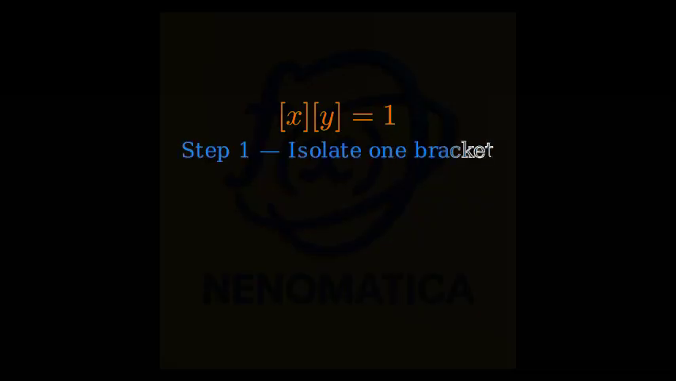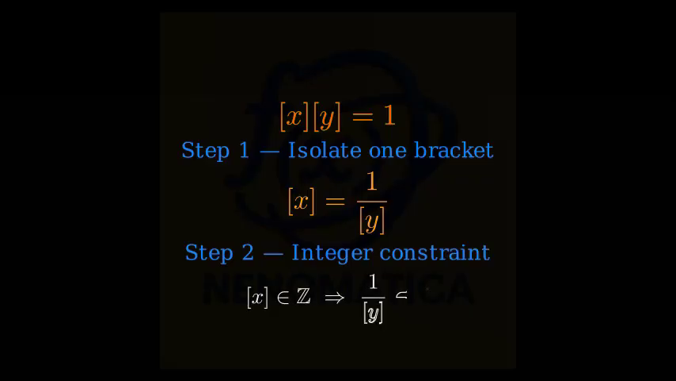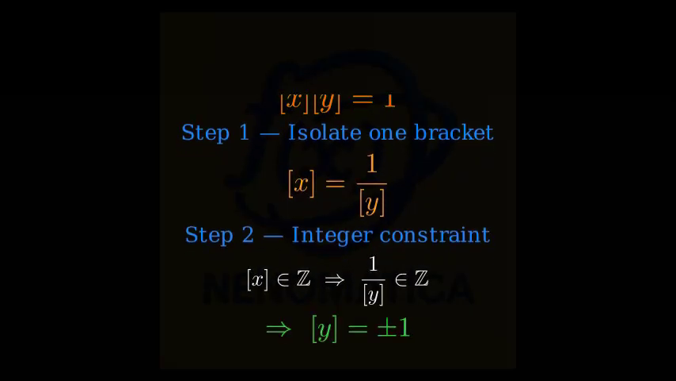Step 1. Isolate one bracket from [x] times [y] equals 1. We write [x] equals 1 divided by [y]. Step 2. Use the integer constraint. The floor of any real number is always an integer. That means [x] is an integer. Therefore, 1 over [y] must also be an integer. The only integers that divide 1 are +1 and -1. So [y] must be either +1 or -1.